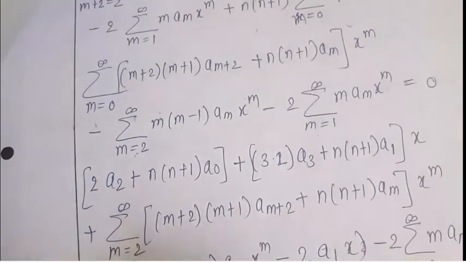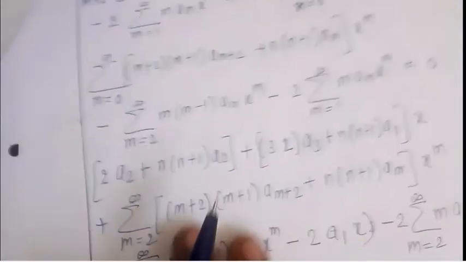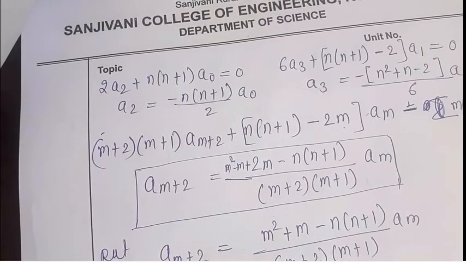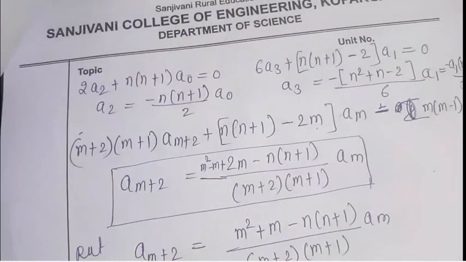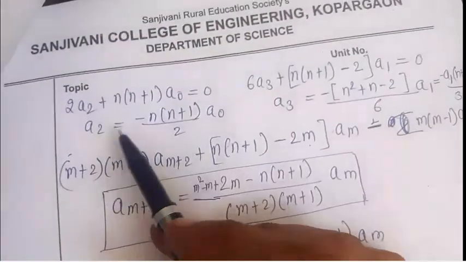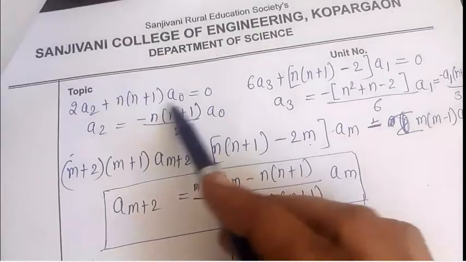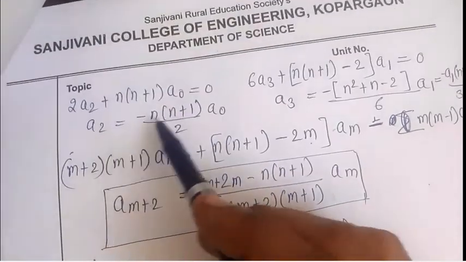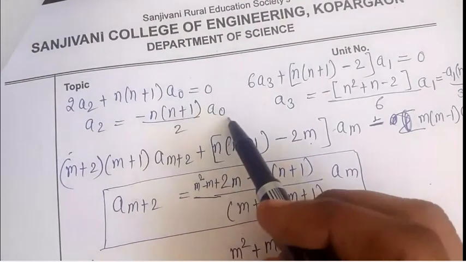Now after getting this, we equate it to the right hand side. So if we equate it, we get 2a2 plus n(n+1)a0 equal to 0. So what is the value of a2? Shift this to the right hand side: a2 becomes minus n(n+1)/2 times a0.